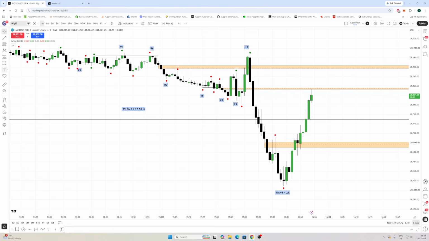So I should have picked this 1538 as 23 and could have shorted here, and inverse I could have placed a limit order here. Okay, so those are the missed trades for me.